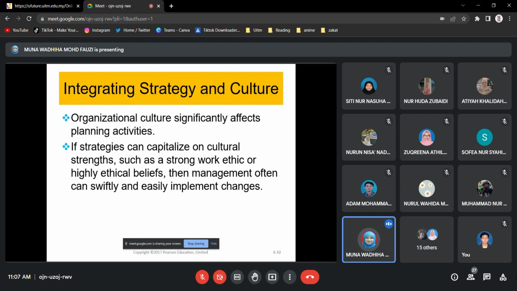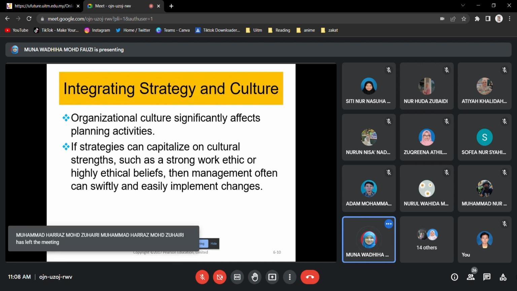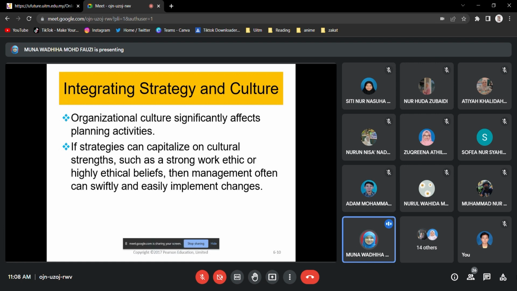When we talk about organizational culture, it may significantly affect planning activities in the organization, not only in small, medium, and large organizations. Organizational culture shows how the workers, the employees and employers, work in one organization, how they plan, allocate, and also implement and formulate the strategies in the organization.